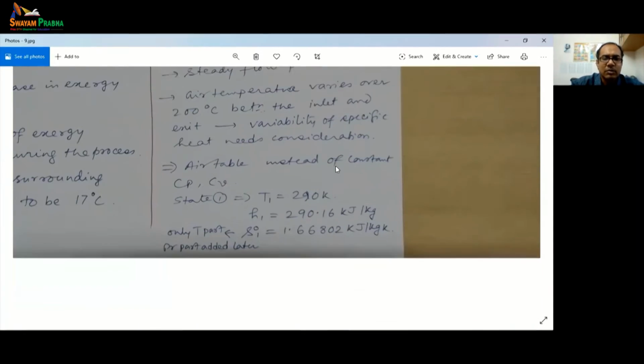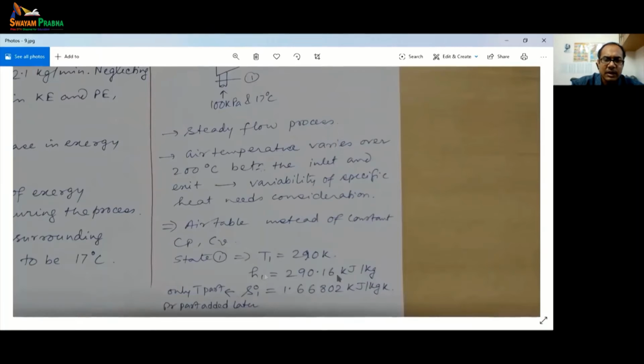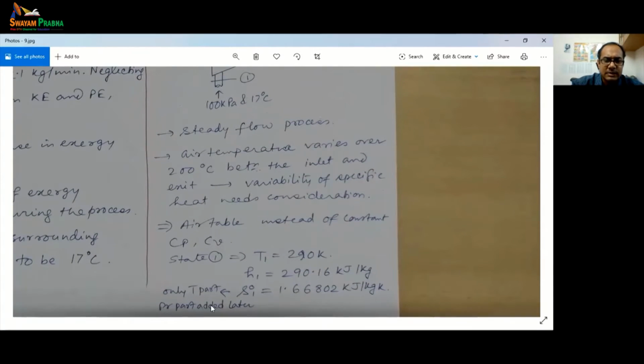So for state 1, what is given is the temperature, 290 Kelvin. The enthalpy is 290.16 kilojoule per kg. So T1 is given, and the enthalpy value you can look up. Another thing you can look up here is S1 naught, which is 1.66802 kilojoule per kg Kelvin.